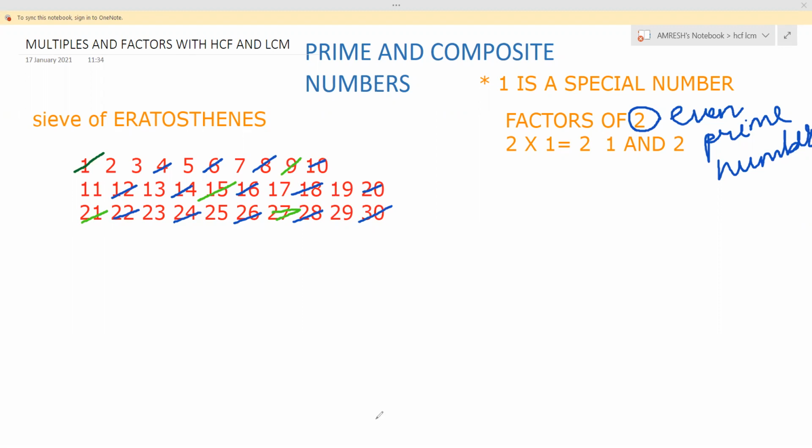Now we will cross out all the multiples of 5. 5, don't cross out. 10 already crossed out. 15 already crossed out. 20 already crossed out. 25 crossed out. Okay.